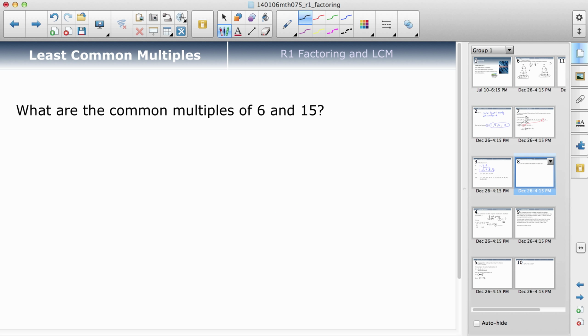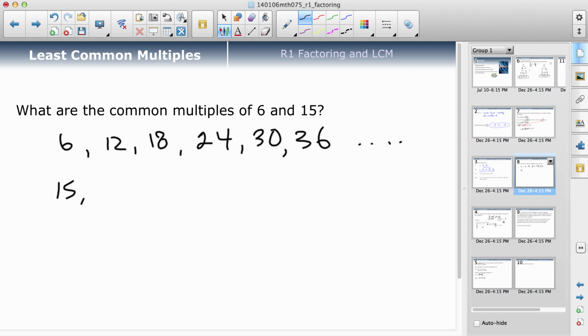We can try one like 6 and 15. So I write down all the multiples of 6. So 6, 12, 18. Notice all I'm doing here is adding 6 each time. 30, 36, etc. And then 15. 15, 30, oh, that 30 I've seen before. 30's right there and right there. So that number 30 is my least common multiple between those.